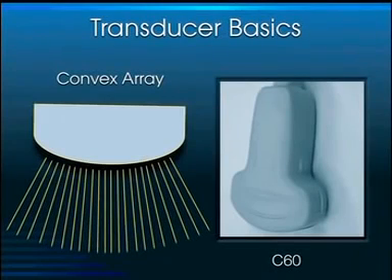Now the transducers themselves have different footprints. So for example, this is the C60. C stands for convex, and 60 is the number of millimeters across its surface. Notice that anytime you're working with an array, the edges of the image splay out from one another and you lose a little bit of lateral resolution.